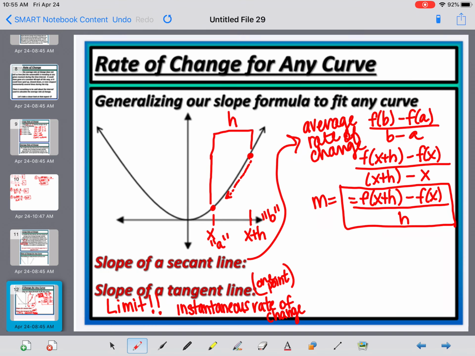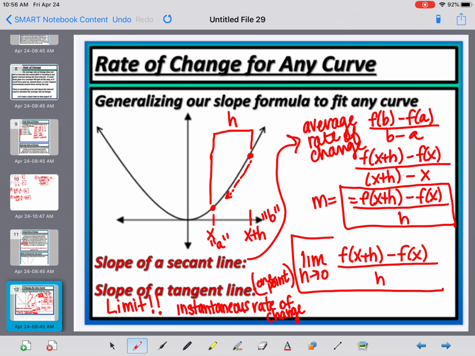So the equation is going to be very, very similar, practically identical to the average rate of change, except for the fact that it is a limit. So we said that as these 2 points get closer and closer together, the h is approaching 0. So we actually want to evaluate that expression when h equals 0. So in order to find the slope of the tangent line, we do the limit as h approaches 0, and we use the same expression from the average.